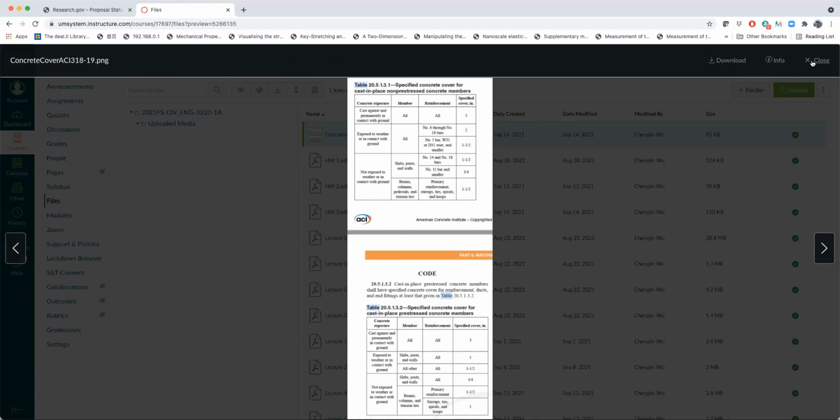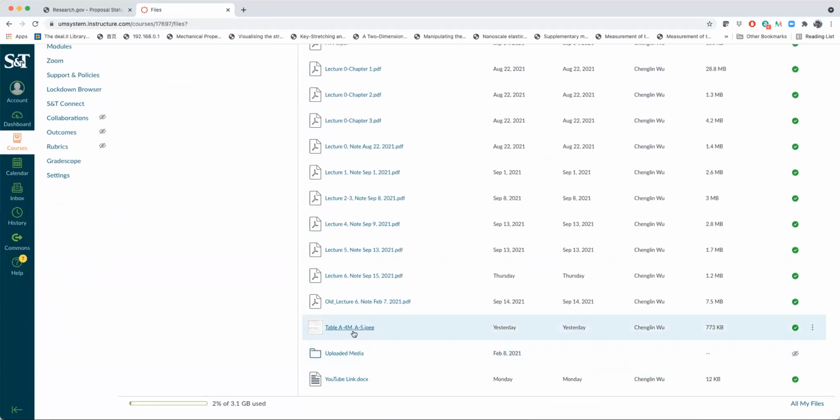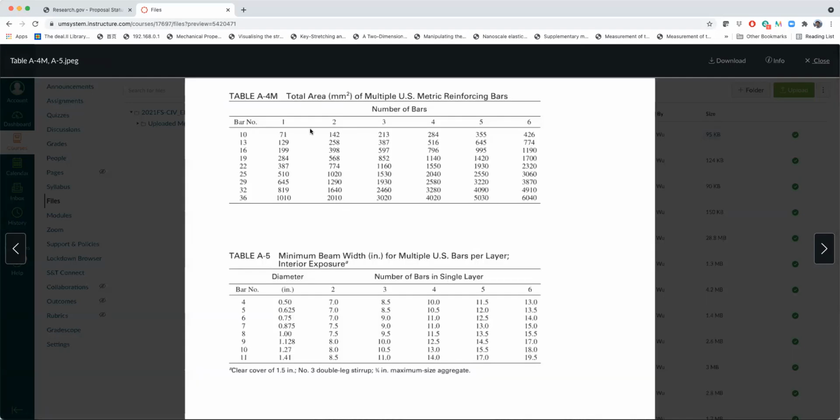You need to know how to use table 20.5.1.3.1, familiarize yourself with this table. And also you need to know how to use this table A5 to find out the beam width proficiently, okay? That's your future jobs, all righty? Okay, so let's switch back to my write-up and let's continue, okay?